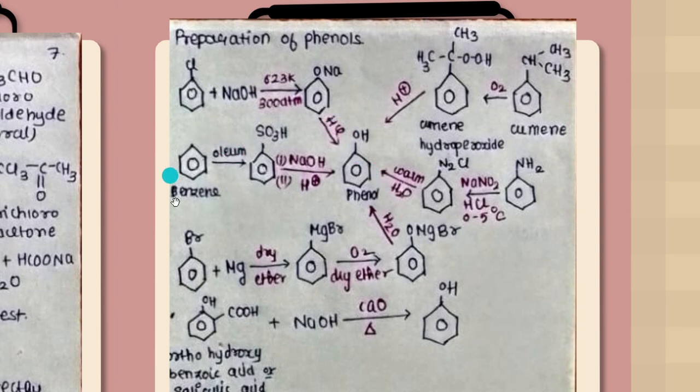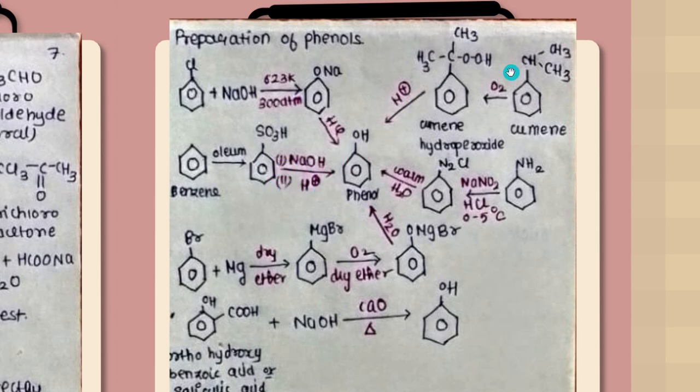Second one, this is benzene ring on reaction with oleum. Oleum is a compound which is actually fuming sulfuric acid. It will give us benzene sulfonic acid, right? Benzene ring with SO3H group. Reacting this first with NaOH and second with acidification, H plus, will give us phenol. You can just write this as one step only. Just give the numbers, one NaOH, second H plus.